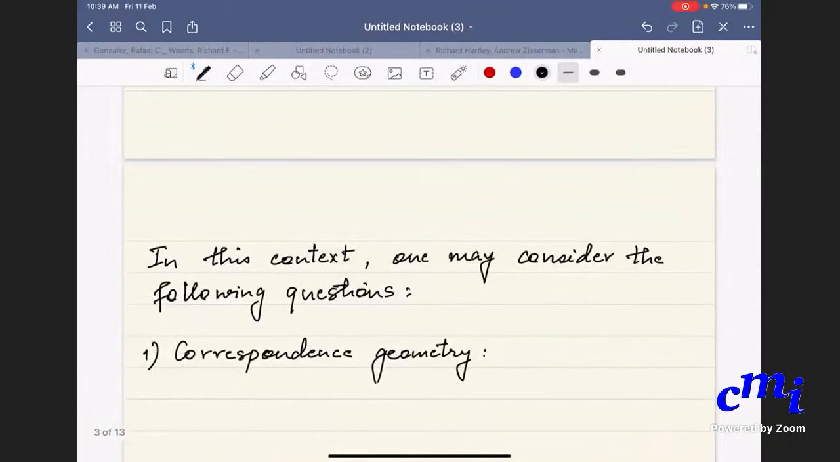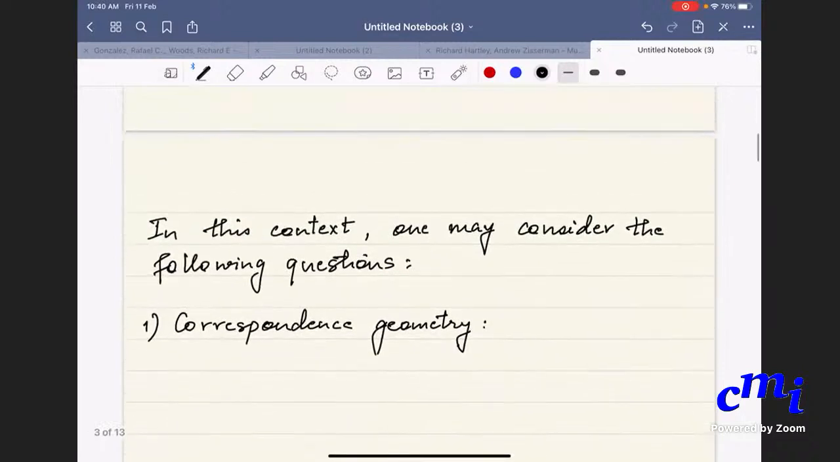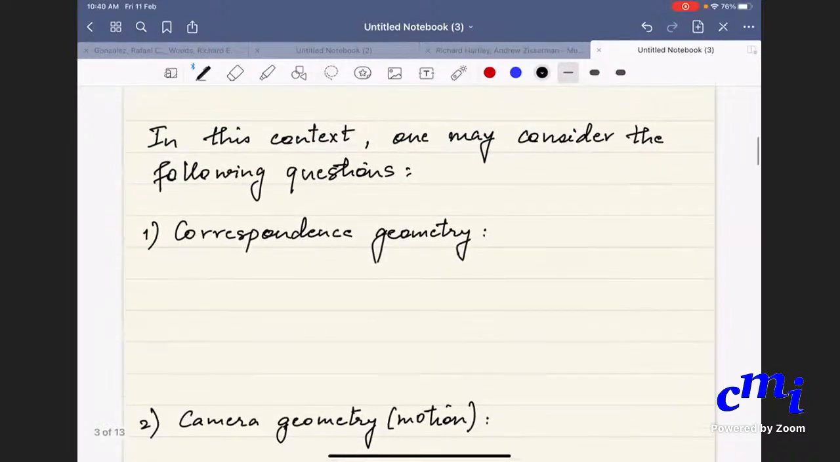In this context of two-view geometry, it is natural to ask three basic questions, and of course many particular questions as we go on. The first is about correspondence geometry, which means exactly what we were talking about just now.